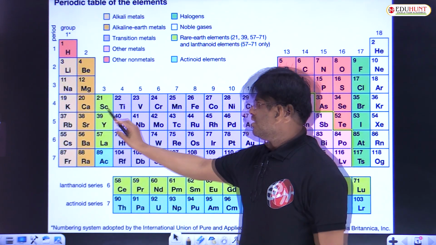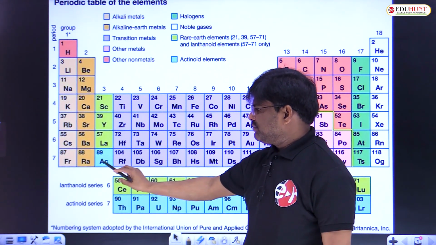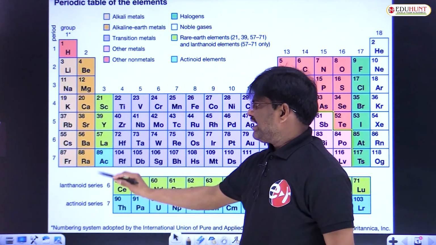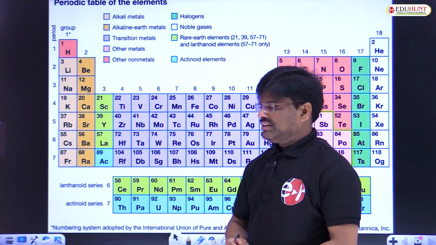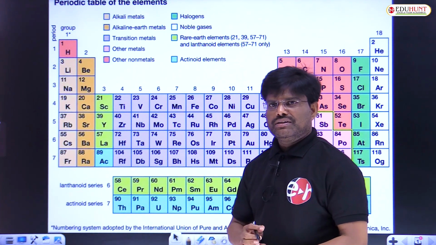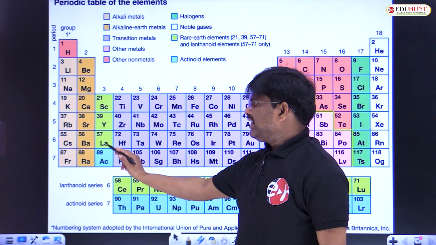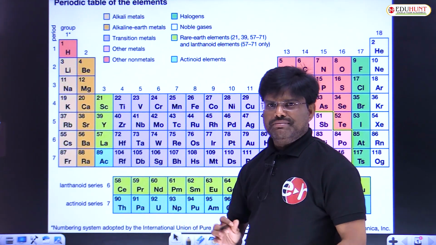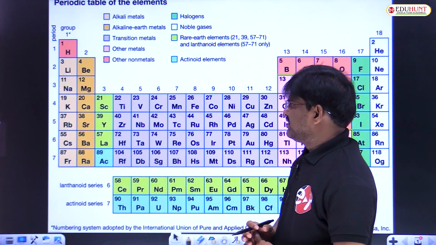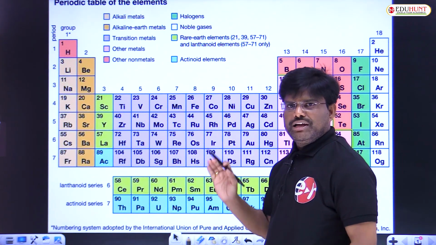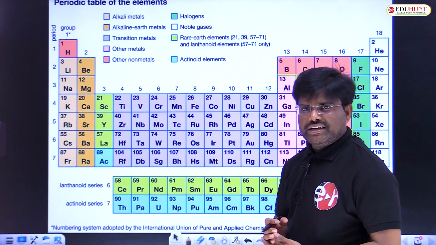Third B group has scandium, yttrium, lanthanum, actinium. Here lanthanum is a D block element, and actinium is also a D block element. We should not say lanthanum is an F block element. Lanthanum and actinium are D block elements. This is about D block elements.